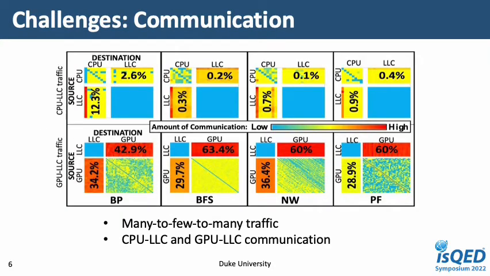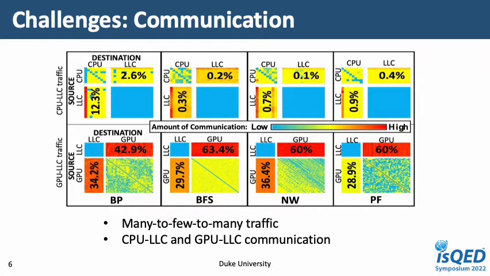Now, what is the challenge in designing these architectures, particularly from the point of communication? Our investigation shows that the communication is quite interesting in these architectures. Here we show a heat map of what the traffic pattern looks like between the different tiles. And we see this many to few to many kind of traffic.